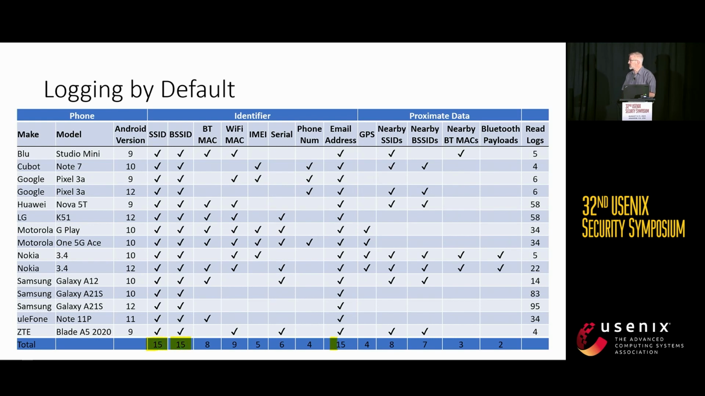So what is ending up in the log files? We examined several new phones and just looked at what identifiers we could find in the logs given a new phone. We noticed that all phones that we looked at logged some things. Some even logged Bluetooth packets and payloads. And the last column lists the number of apps on those particular phones that had the read logs permission. And I have no idea why a phone might need 95 different apps that can read the entire system log.